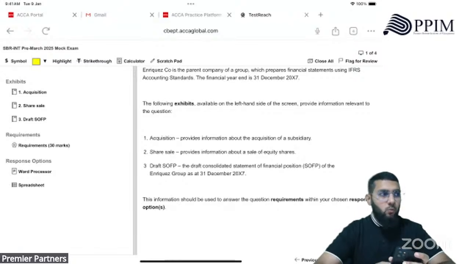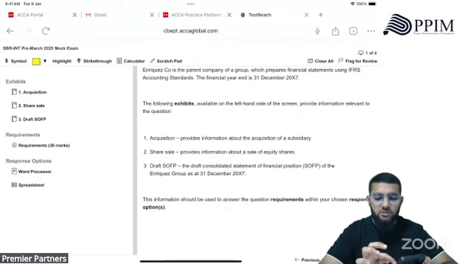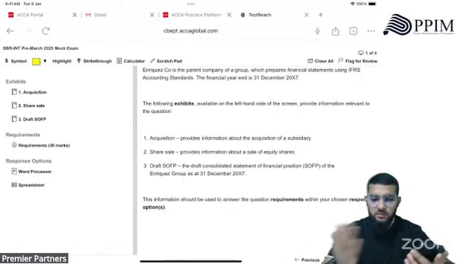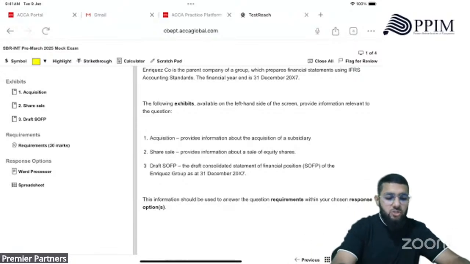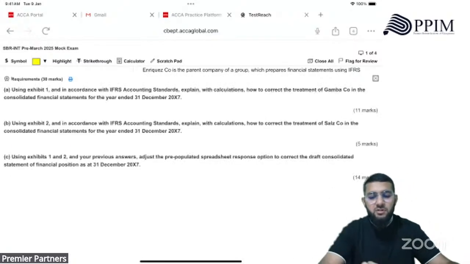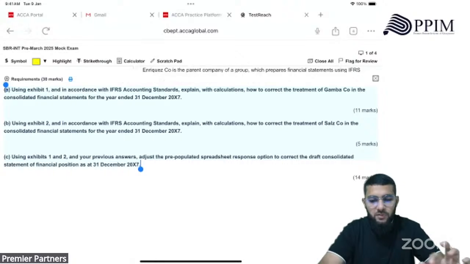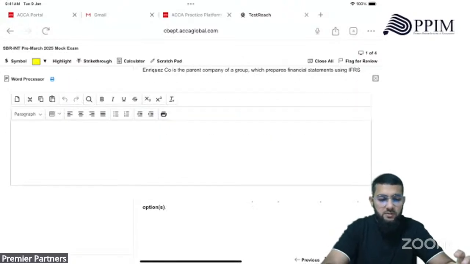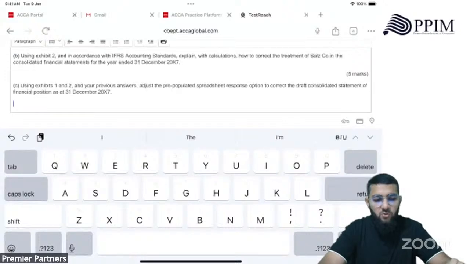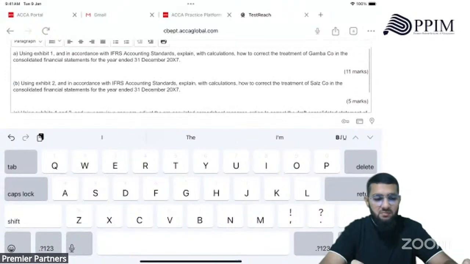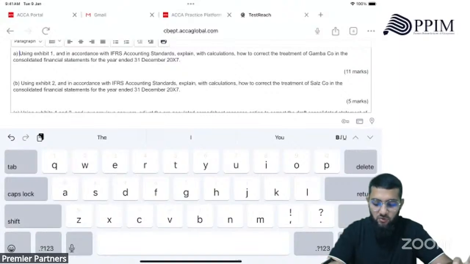Generally, the best way to approach any exam question or paper is to always take down the requirements first on the answer sheet. Here we are going to use the word processor. Before you read the question, you go to your requirements, copy them down, go to your word processor, and paste the requirements. Maybe you can do this during the 15 minutes of reading time, so you can structure your answers accordingly. Okay.